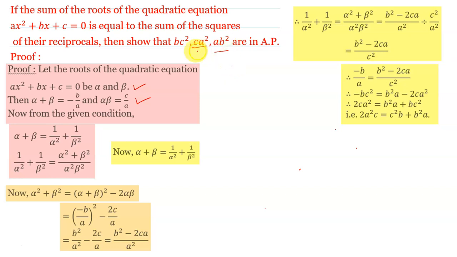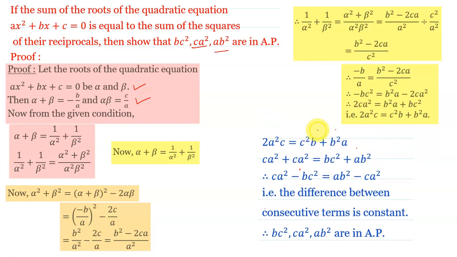Means what? The common difference is a constant. This is t1, t2, t3. t2 minus t1 is equal to t3 minus t2. Okay. आता हे आपण इथे सिम्प्लिफाय करणार. Okay. Now 2 times a square c means what? That is ca square plus ca square is equal to c square b plus b square a. आता इथे आपण स्प्लिट अप करणार. असं आपल्याला प्रूव्ह करायचं आहे.